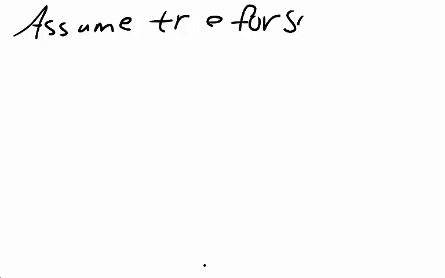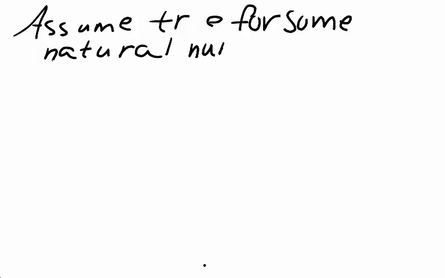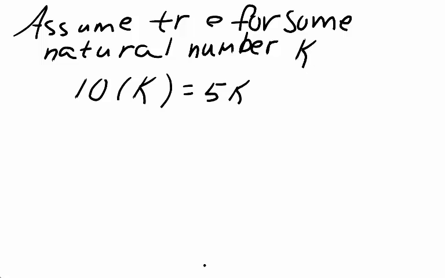For our next step, we need to assume that the statement is true for some integer k. Or rather, since we're working in natural numbers, we'll say assume true for some natural number k. And the natural numbers refer to whole numbers 1 and greater. So we say 10k is equal to 5k times k plus 1, and we assume that to be true.